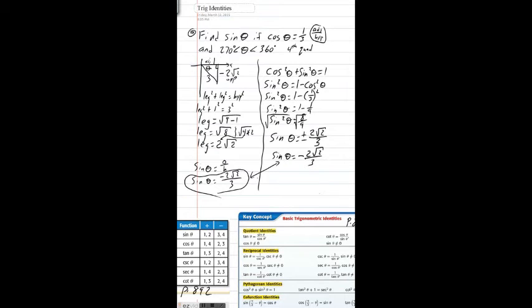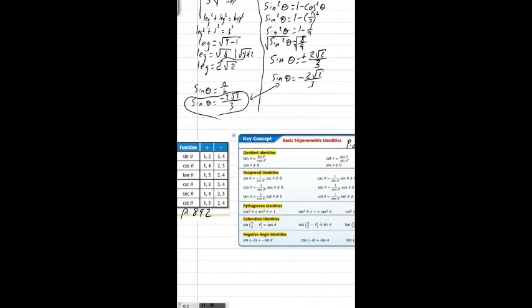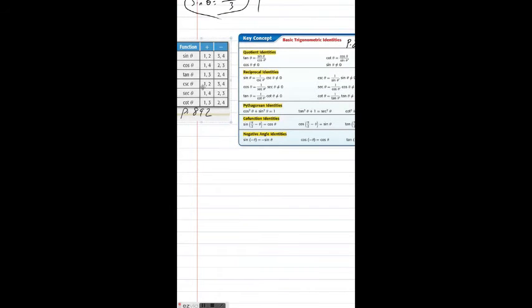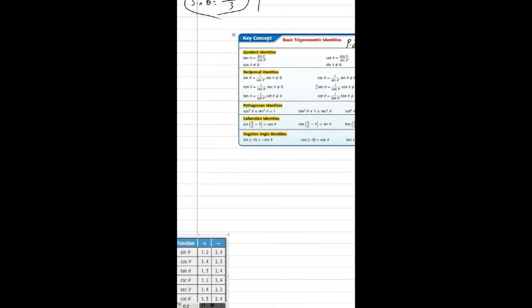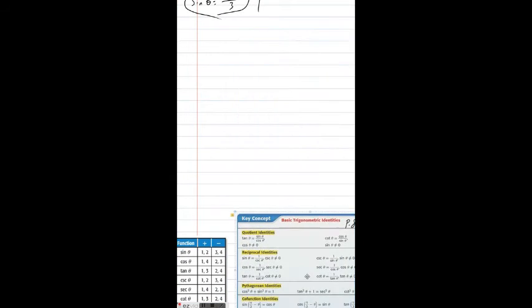See, the answers are exactly the same. Exactly the same. So it doesn't matter which method you use. You notice we get the same exact answer. Alright. Let's look at another one here.